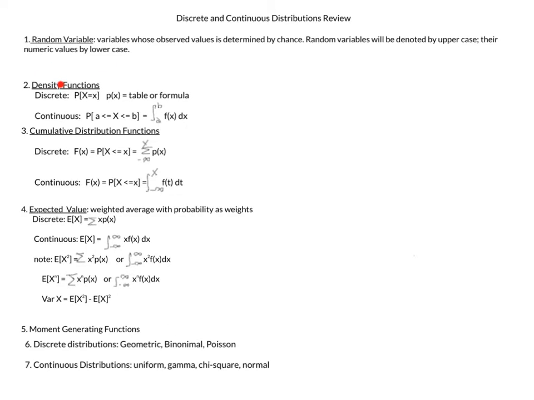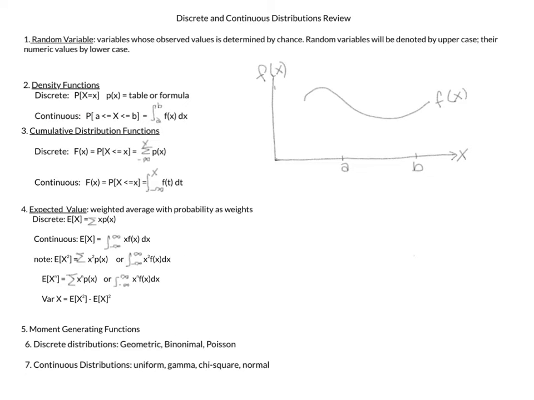The density function tells you the probability that random variable X, denoted with a capital, takes on a certain value, little x. For discrete functions, this is fairly straightforward. Either you have a formula p of x, into which you plug a value of x and get the probability, or you have a table where you look up a value of x, and it'll tell you the probability that your random variable X takes on the value of little x.